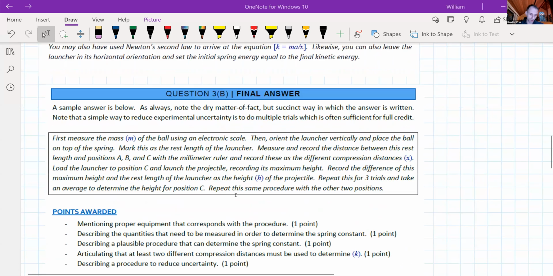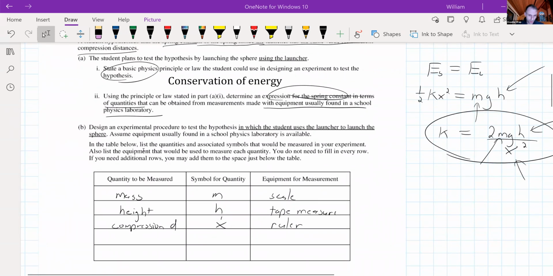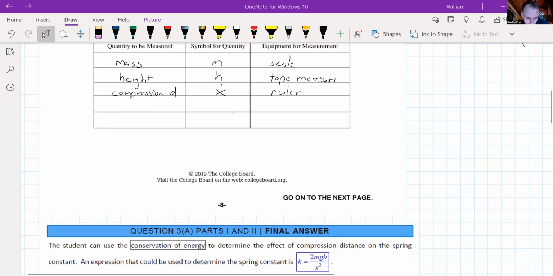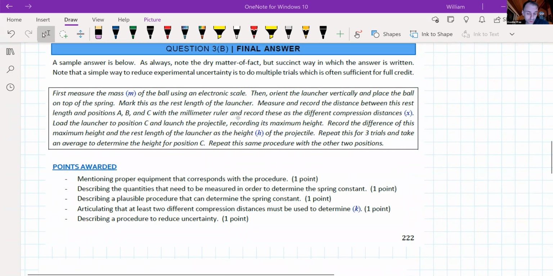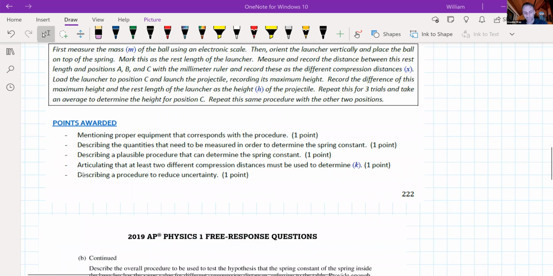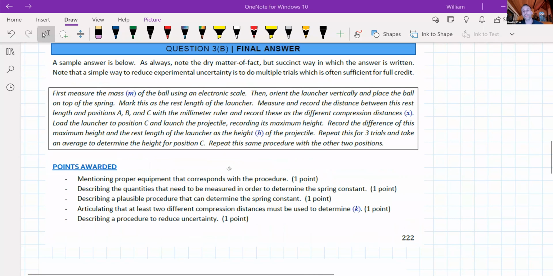Because remember, let's go back to the original problem. Let's see. Oh, they don't say it here. Wait, do they? Oh, they don't explicitly state it. Again, I am just restating what is on the actual College Board website. Even though they didn't state it, you need a procedure to reduce uncertainty, which means, and here's the quickest, simplest BS point hack you can possibly make.